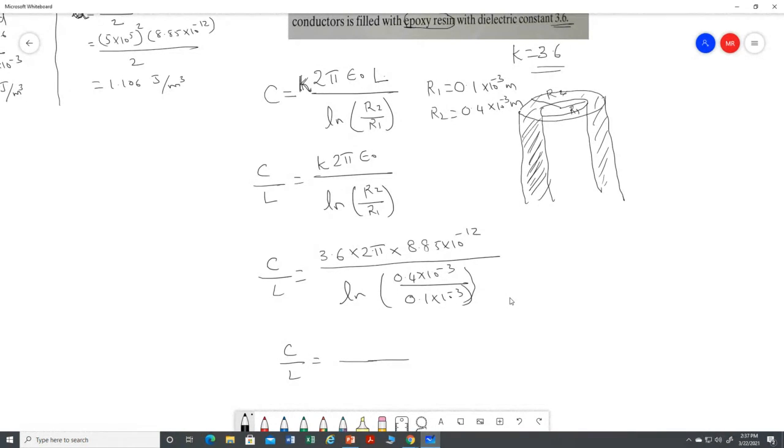1.44 multiplied by 10 to the power of minus 10. My dear, the unit: what is the unit for the capacitance? Farad. What is the unit for the length? Meter. Clear? That's it. So question number 3 will be over.